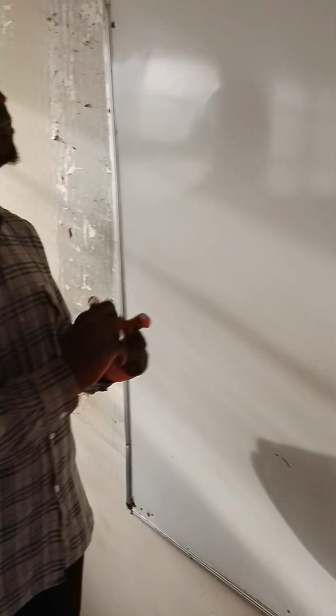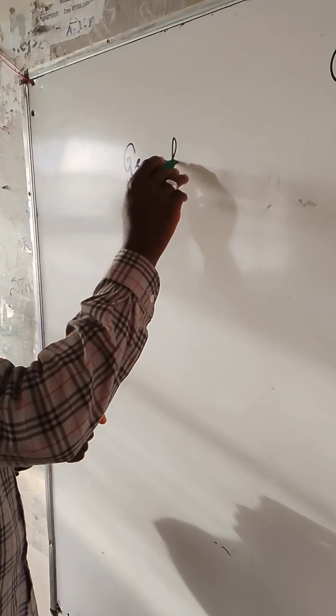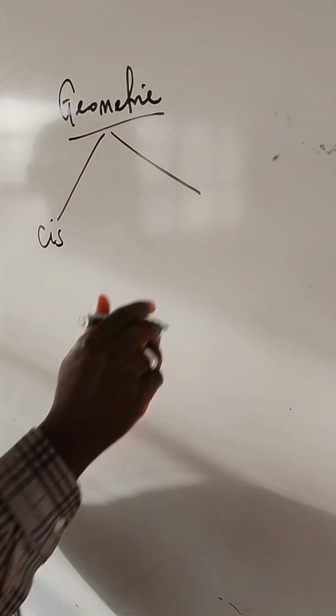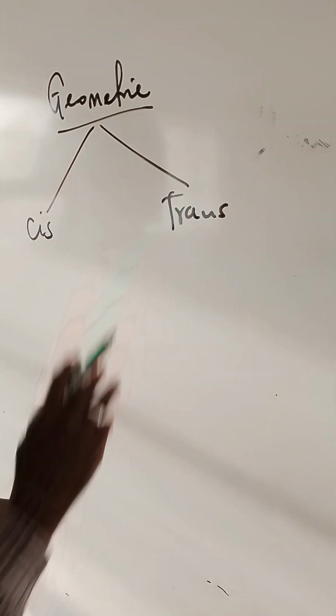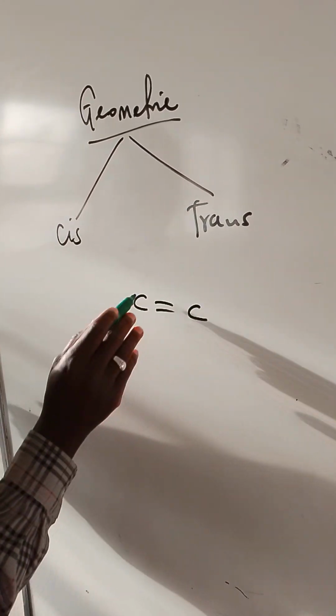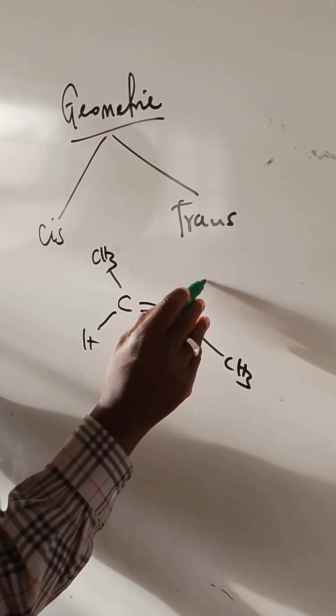Let me skip the tautomerism, but the main important one is the geometric isomerism. Geometric isomerism is isomerism that is geometric in nature. And when they say geometric in mathematics or in engineering terms, it means it has to have fixed shapes or ring shapes. This geometric isomerism is divided into how many? Two. We have the cis geometric isomerism, and we have the trans geometric isomerism.